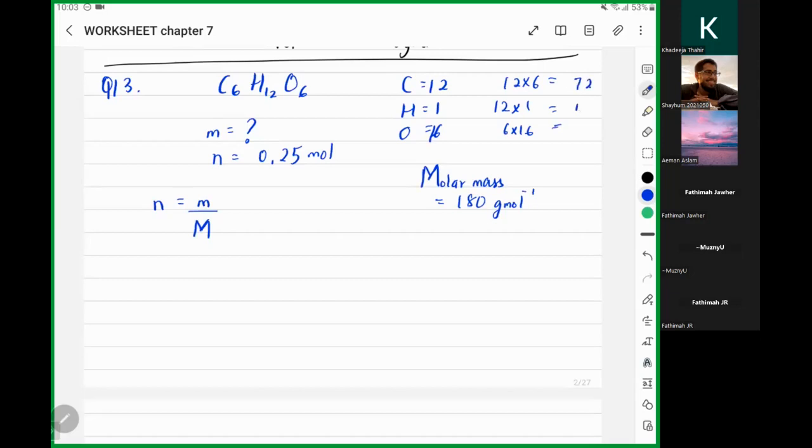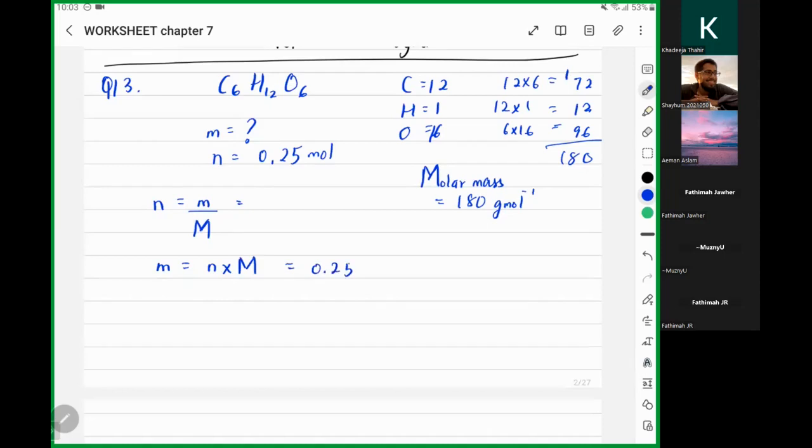72, 12 and this 96. Then you have to add these. Okay. That's how you do it. Then that's a relative molecular mass. So molar mass will be with the units. So M will be equal to what? N into capital N.